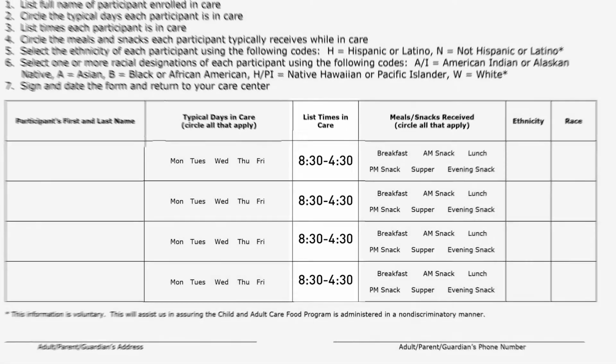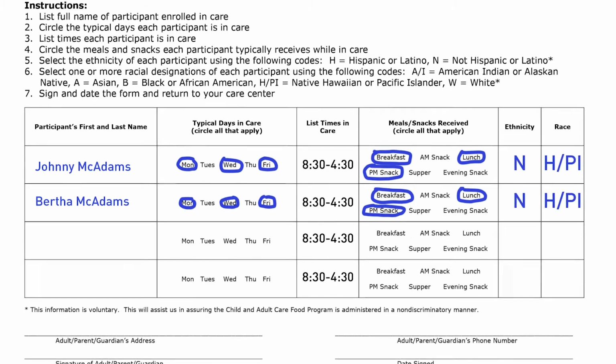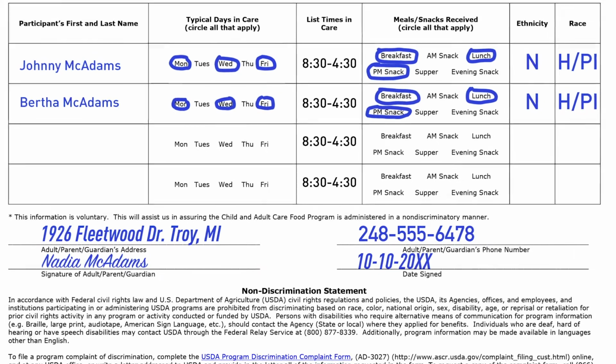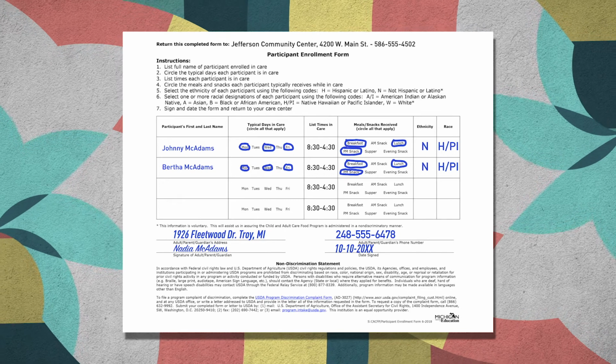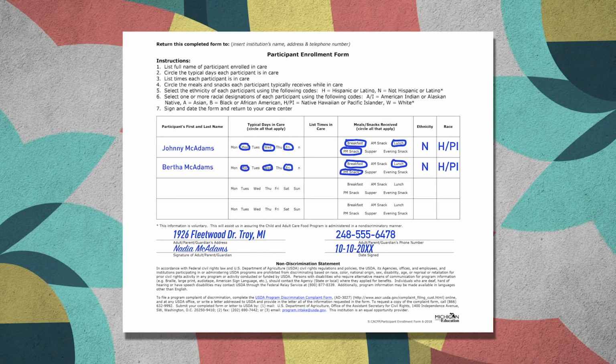Next, families will fill out the names, days in care, times in care, meals and snacks received, ethnicity, and race. An adult from the family will put their address, phone number, signature, and date on the bottom of the form. The center and sponsor needs to review both forms for completeness and return the form to the parent or guardian if information is missing or unclear.